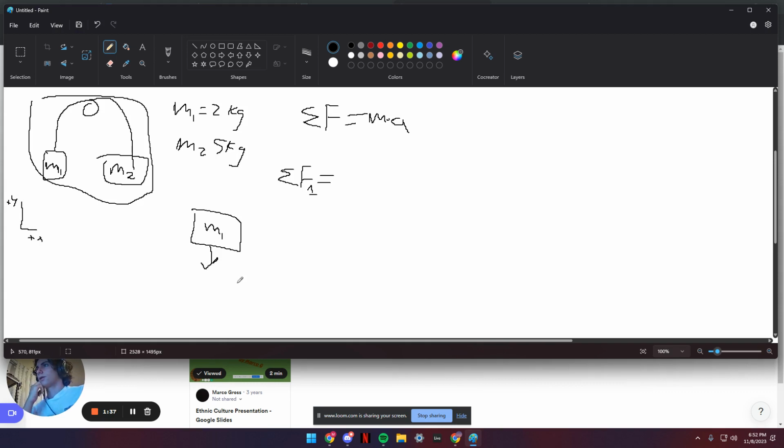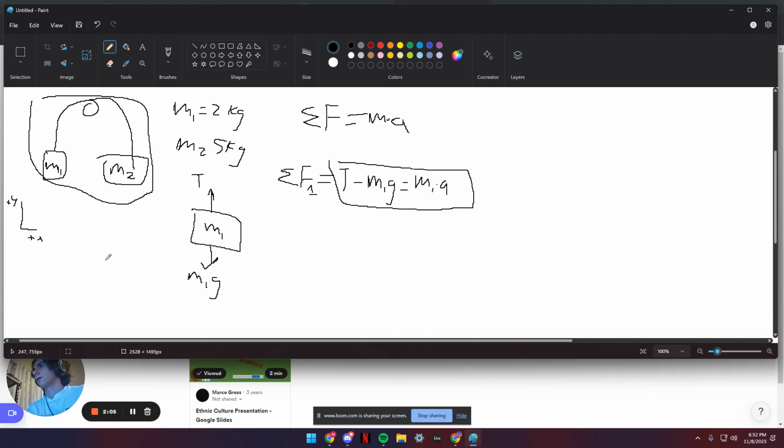Pushing down on every object is the force of gravity, so mass 1 times gravity. And then it's connected to a string, so in the upward direction, straight up, there is tension. So the net sum of forces is positive T going up minus the force of gravity.